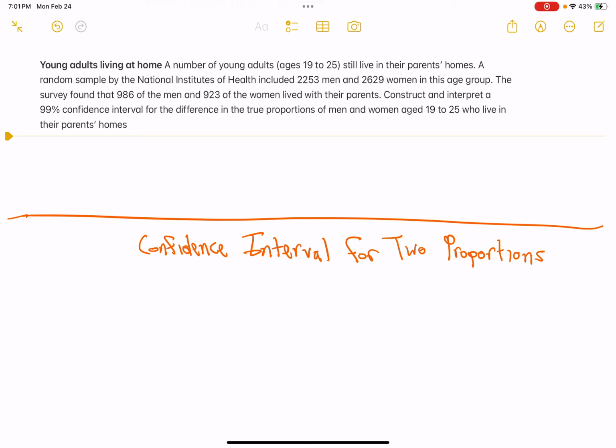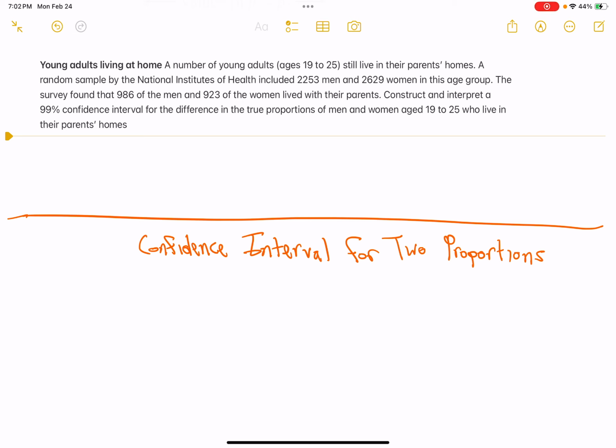Okay, so let's look at our problem. It says young adults living at home. A number of young adults, ages 19 to 25, still live in their parents' homes. A random sample by the National Institutes of Health included a number of men and a number of women in this age group. The survey found X number of men and X2 number of women lived with their parents. Construct and interpret a 99% confidence interval for the difference in the true proportions of men and women in that age group who live in their parents' homes.